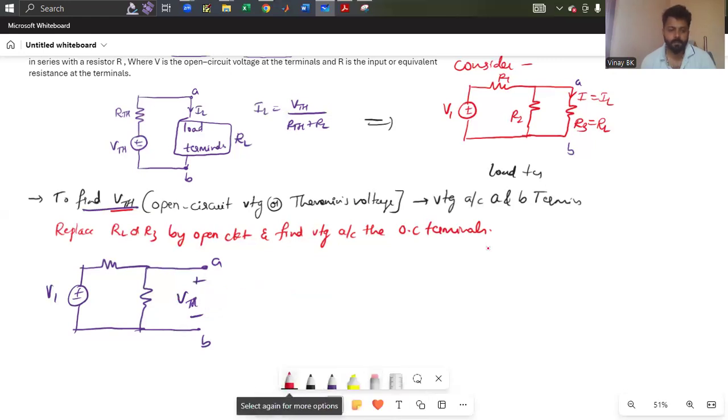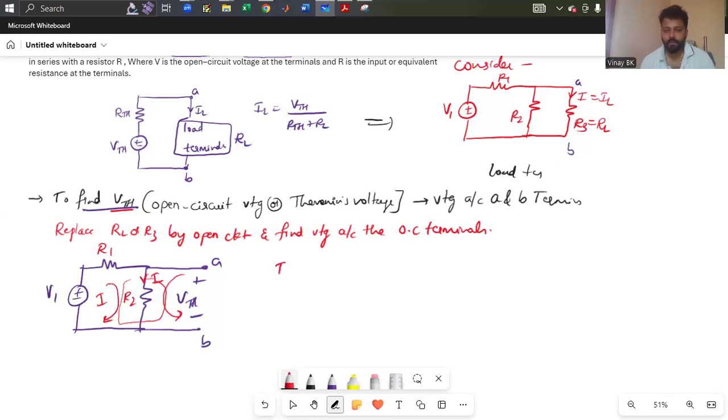So now we can use any reduction technique to find the value of VTH. So what is VTH? The voltage across R2 is your VTH. To find the value of VTH, you should know the current flowing through R2. The circuit now acts as a series circuit, so I'm just assuming that a current I is flowing, and that I is flowing through R2 also.